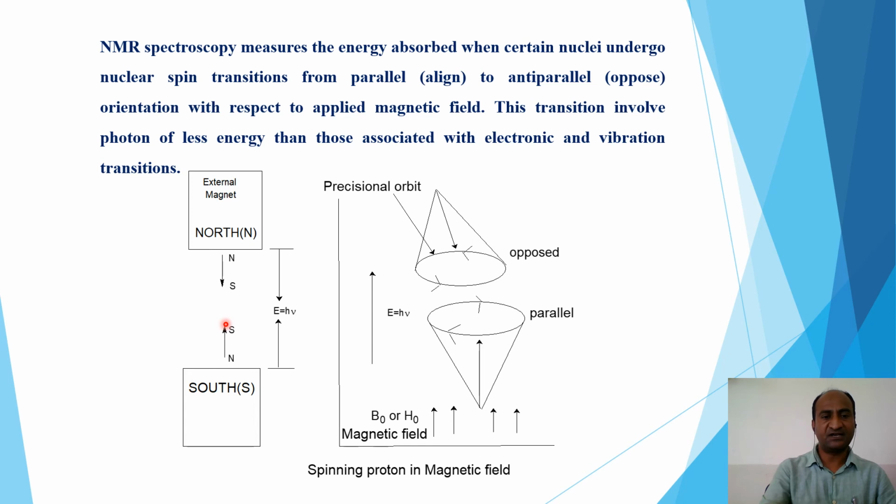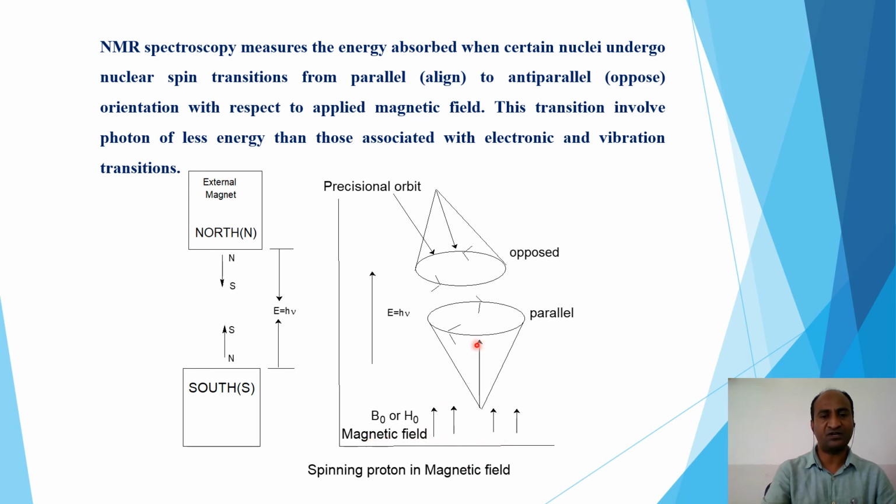So let us assume this is one proton. Any proton behaves like a tiny spinning bar magnet. So it has the capacity to generate a magnetic field, and when it is placed in a strong magnet, it will have an orientation. In the ground state, this is the south pole of the magnet and this is the north pole of the magnet. This north pole will align to the south. So when this north and south are aligned, it has a parallel orientation. So all protons, in the presence of a strong magnetic field, have a parallel orientation.